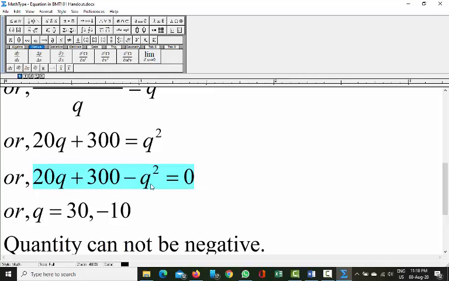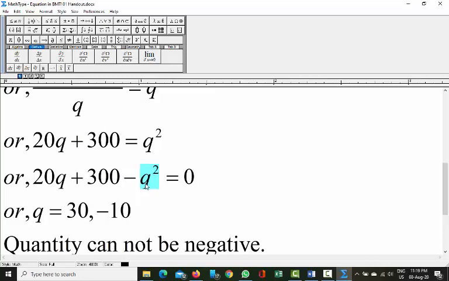You can see here, this is a second degree equation. How did we get this? Because Q is the variable, and in this equation the highest power of the variable is 2. So this is a second degree equation, and we can solve it using a calculator.